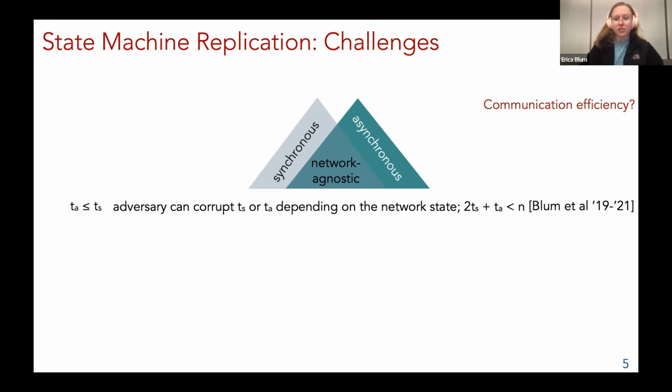So this is a model that was introduced in an earlier work by myself and some other co-authors, and has since then been extended in a couple different ways. And one of the key questions that we address in this work is how can we improve the communication complexity of network agnostic SMR to match the complexity of similar fully asynchronous protocols. Oh, and just as a last note, almost forgot, one of the results in these prior works that we'll refer back to a few times is the fact that consensus in general and state machine replication specifically is feasible in this model if and only if 2TS plus TA is less than n.